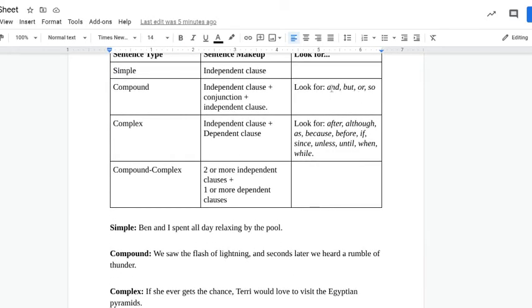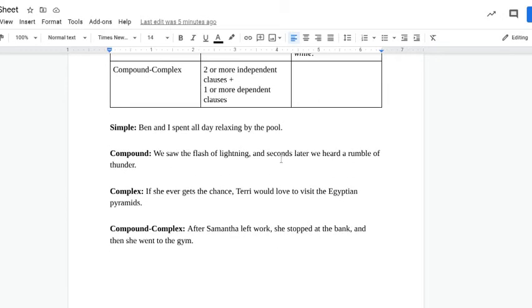Now, what is our look for a compound sentence? Oh, yeah, right there. And, but, or, so. All right, so this compound sentence: we saw the flash of lightning, that is independent. And seconds later, we heard a rumble of thunder.